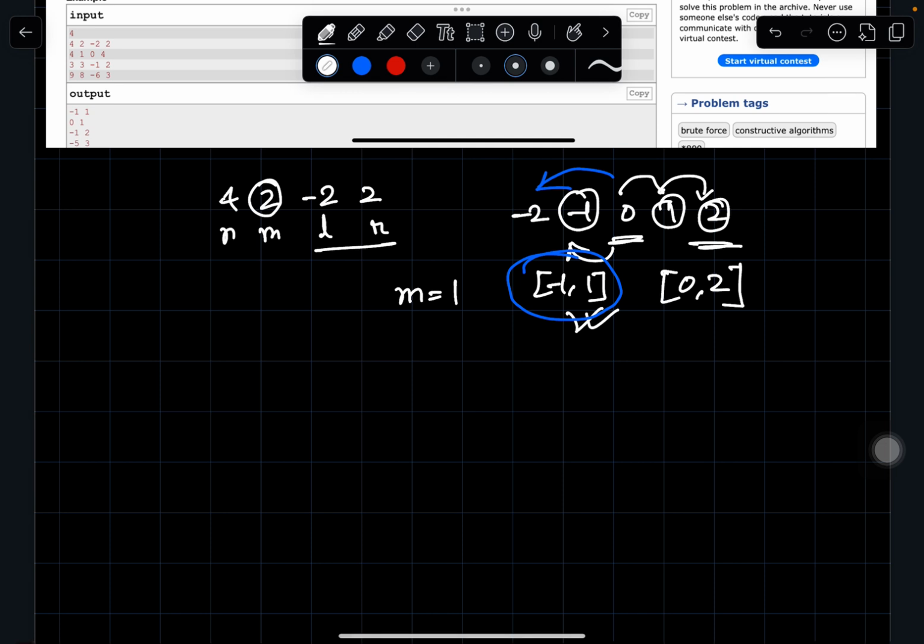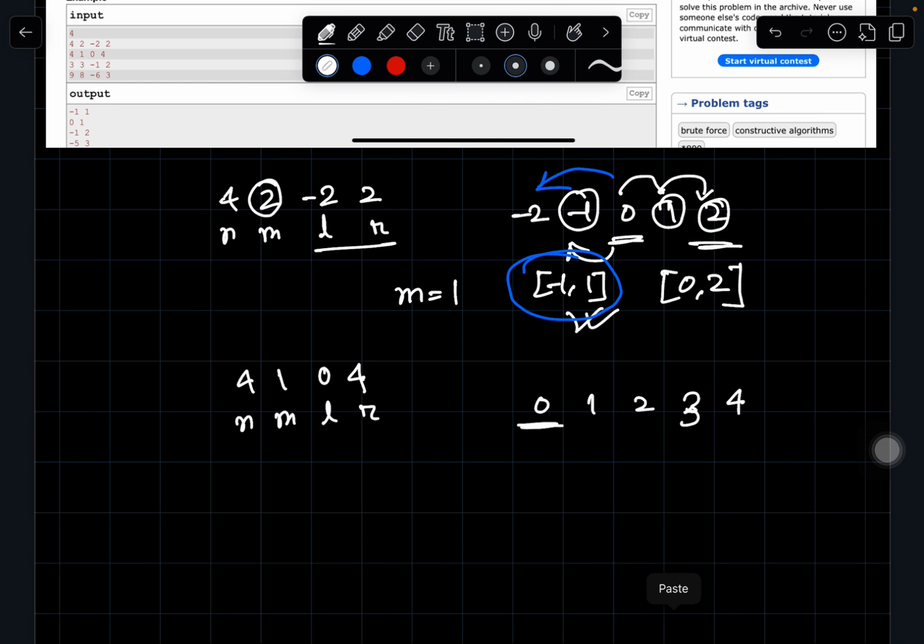For example, 1, 0, 4. This is the second test case, and this is the value of n, this is the value of m, and this is the left part and this is the right part. If I write 0, 1, 2, 3 and 4, this is the continuous segment. So the starting point is this one. And how many days are available in my case? There are a total of m days available. The value of m is 1. So I can go just 1 day. So simply I can infect this house, house number 1. So what will be the answer then? The answer will be 0 comma 1.